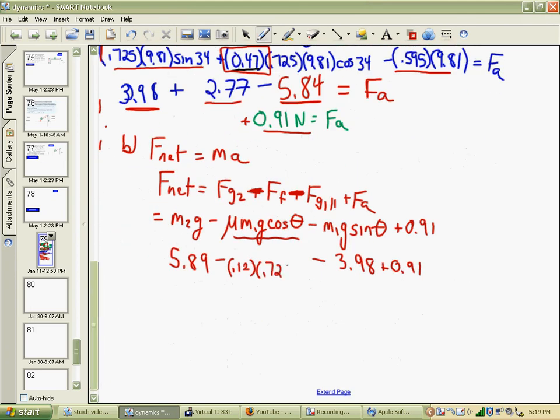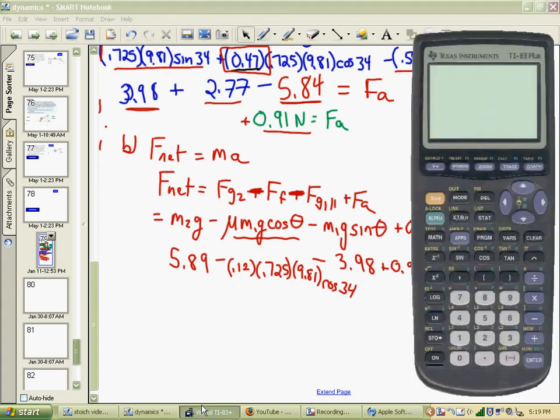G was 9.81, and cosine of 34. Sorry for being sloppy there, extending it down. Bring our calculator up, so we will take 0.12, multiply by 0.725, and multiply by 9.81, and multiply by cosine of 34. Missed the enter, is 0.7076.